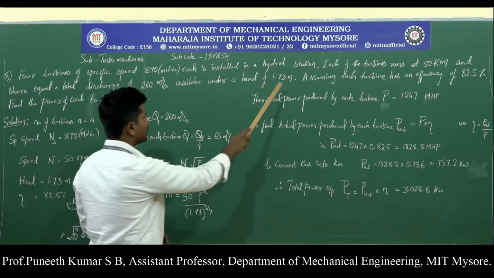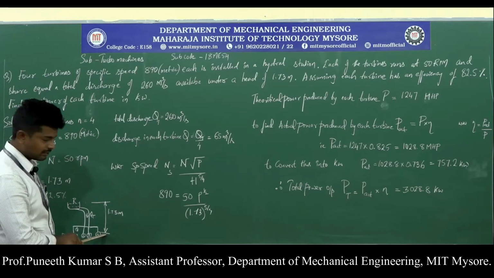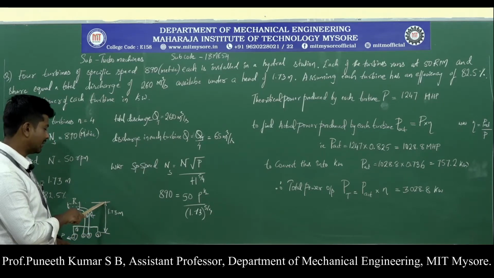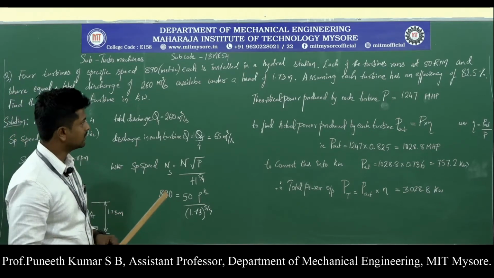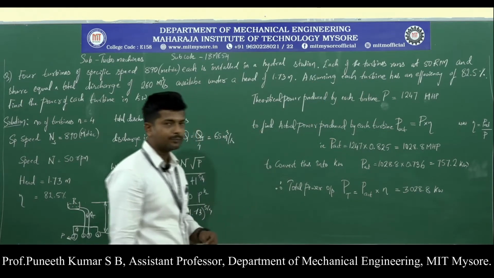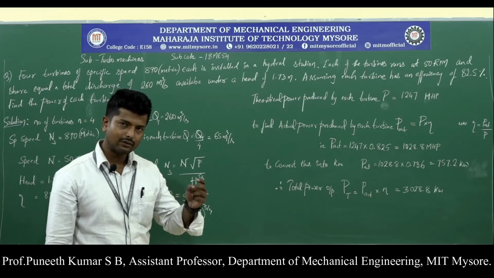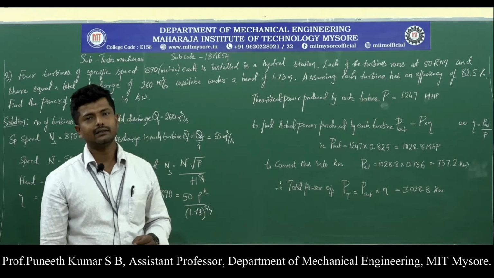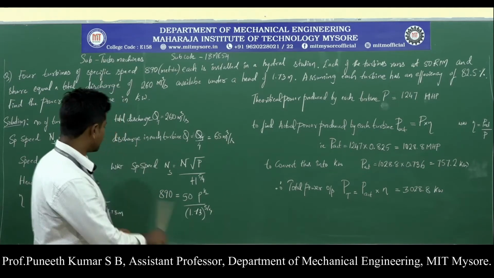Available under a head of 1.73 meter. So the available head for the turbine is, we can see from the inlet of the turbine to the upper level of the reservoir, a total of 1.73 meters. Assuming each turbine has an efficiency of 82.5. So all the turbines have equal efficiency and are running at equal speed, sharing an equal amount of flow rate for each of the turbine.